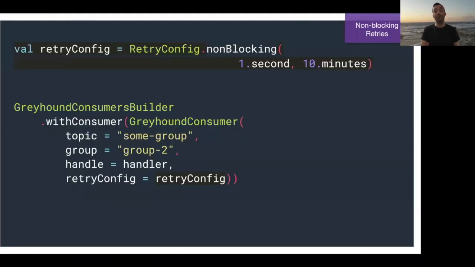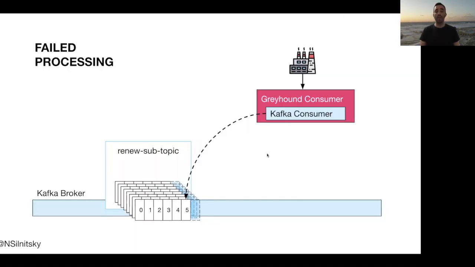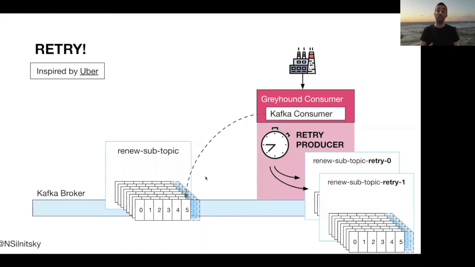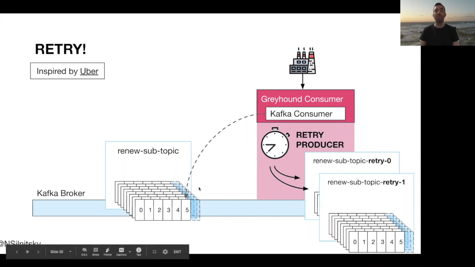The first one is non-blocking retry. You can see here it's very easy to set up. You just specify the intervals at which you want to retry and provide them to the Greyhound consumer builder. The way it works is that once the Greyhound consumer or handler fails processing, a built-in retry producer will produce the message to a retry topic. And then the message will be consumed after the delay that the user requested. And again, if there's another error, it will be produced to the second retry topic. There are as many retry topics as there are intervals that the user sets. And of course, this is non-blocking, meaning that the original topic can continue processing messages.